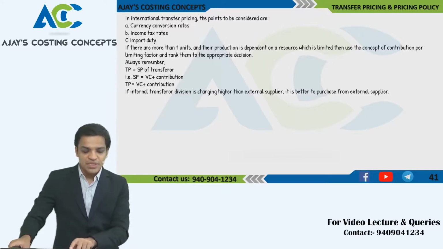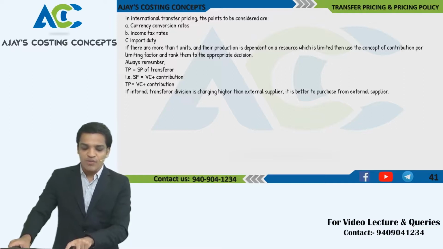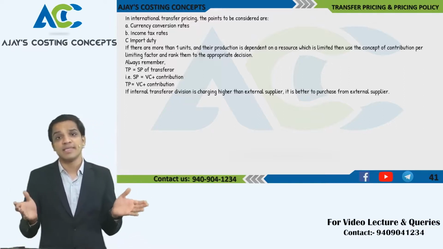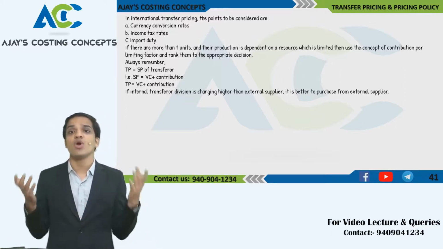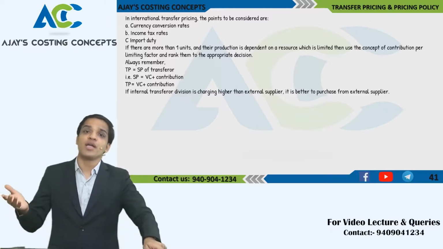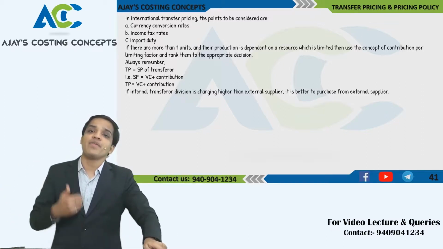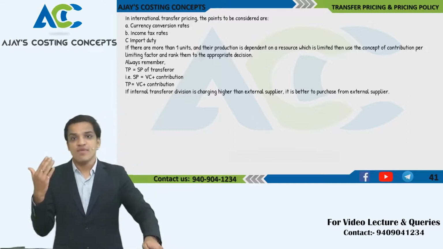If the internal transfer division is charging higher than the external supplier, it is always better to buy from the external supplier. Yes, you cannot charge at any time beyond the market price. Your substitute product is available, and the buying department will always go for a substitute product; they will not buy it from you.